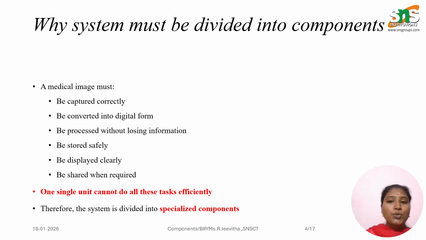A medical image goes through many stages. First, it must be captured properly. Then it must be converted into a digital form and processed, stored, displayed, and sometimes shared with other hospitals. One single unit cannot do all these tasks efficiently. That's why the image processing system is divided into different specialized components, and each component performs one important function very effectively.